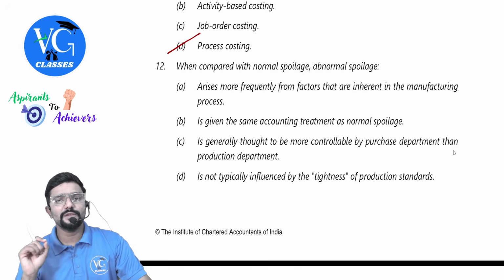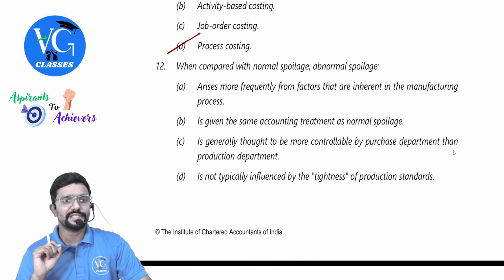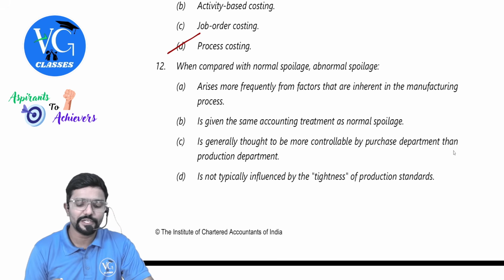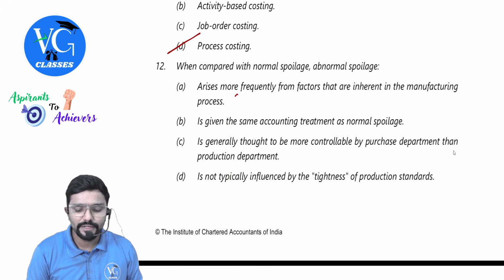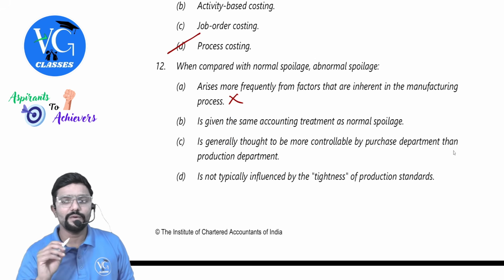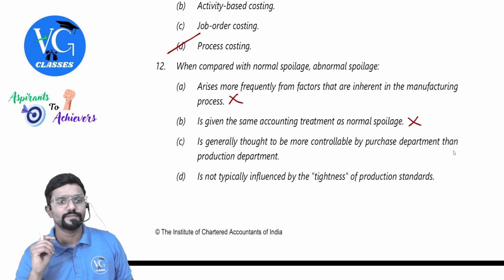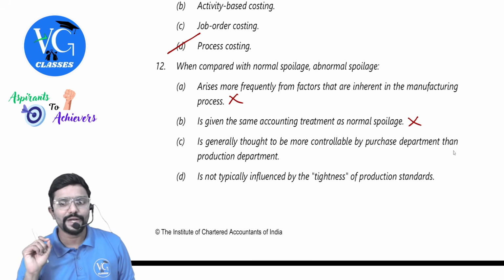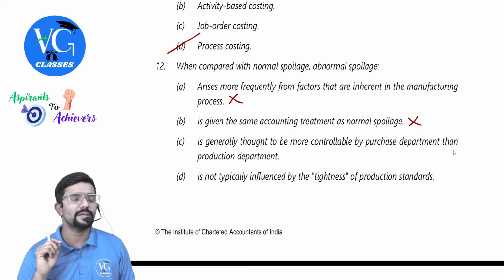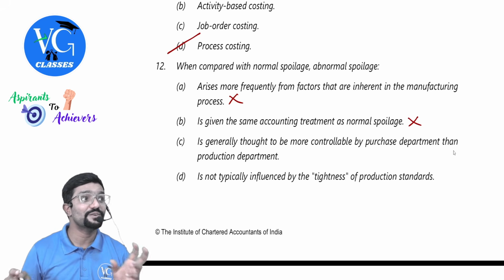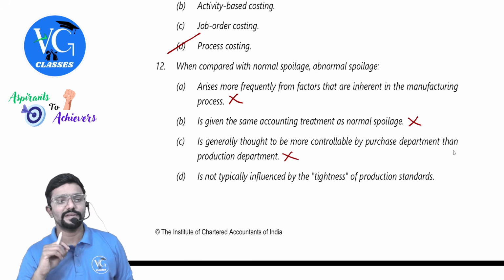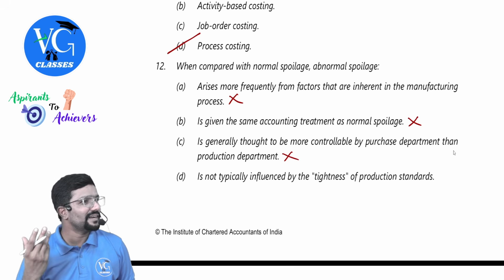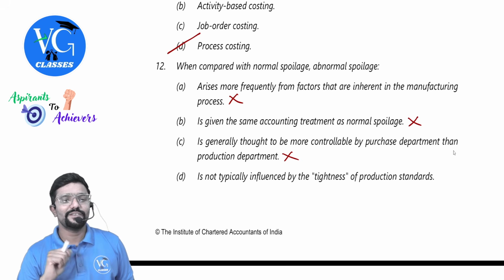When compared with the normal spoilage, abnormal spoilage arises more frequently from factors that are inherent in the manufacturing process. No, that's wrong. Then the second one, it is given the same accounting treatment as normal. No. Is generally thought to be more controllable by the purchase department than the production department. No, actually it is vice versa. Who should control it? Production department. Okay, the last one is like that only. Sir, already all three are out. The last one left is D.